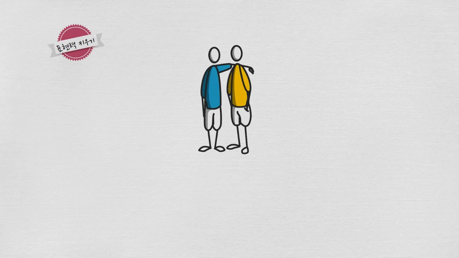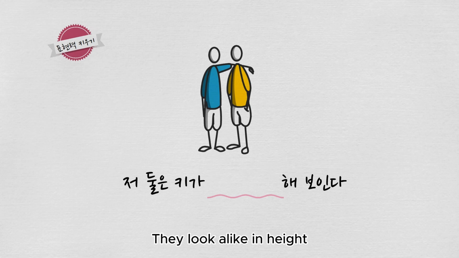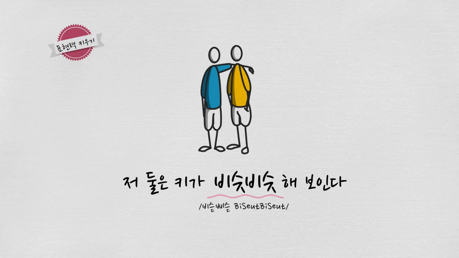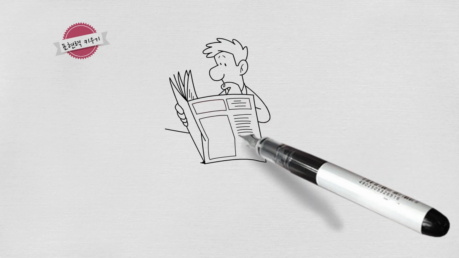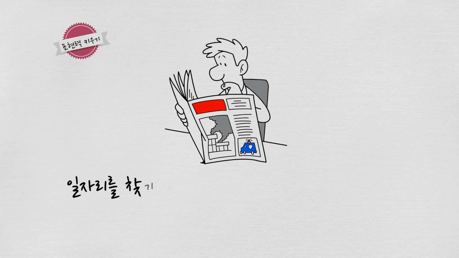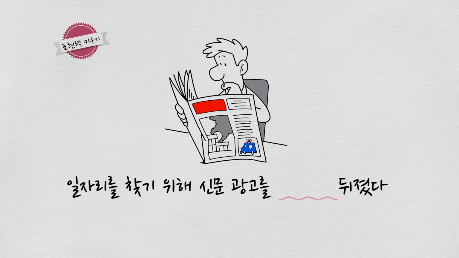Developing expression skills. 저 둘은 키가 해 보인다. They look alike in height. 비슷비슷. 저 둘은 키가 비슷비슷해 보인다. 일자리를 찾기 위해 신문 광고를 뒤졌다. From cover to cover. 샅샅이. 일자리를 찾기 위해 신문 광고를 샅샅이 뒤졌다.